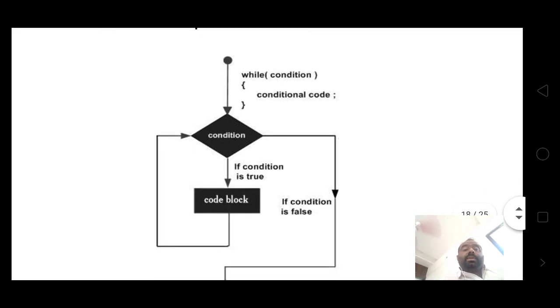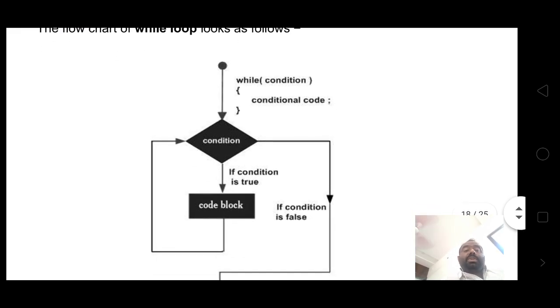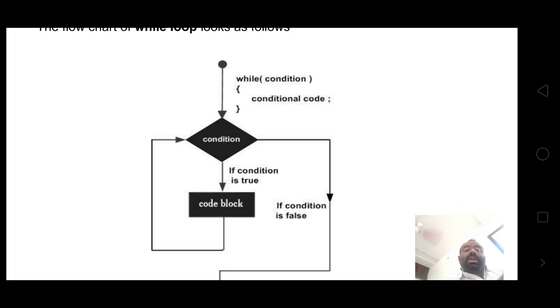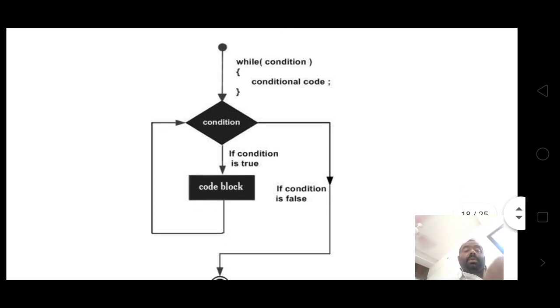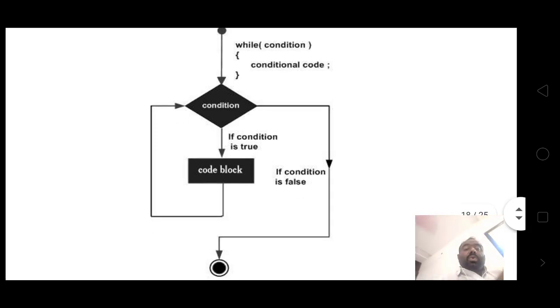The flowchart of the while loop looks as follows. While condition, conditional code. Condition, code block. If the condition is true, the code block is executed and then it goes to the condition, and then it repeats again and again.